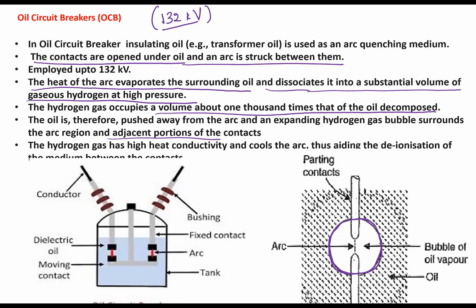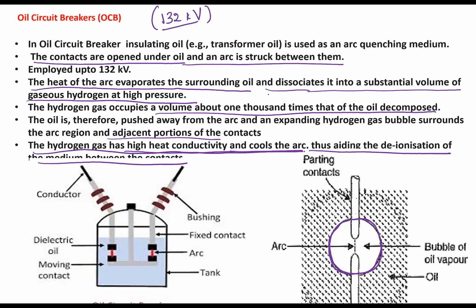Okay. The hydrogen gas has high heat conductivity, meaning it absorbs heat. It has good cooling properties and cools the arc. The hydrogen gas has high heat conductivity and cools the arc, thus aiding deionization of the medium between the contacts. Thus aiding the deionization. That means it removes the electrons and ions, and it re-establishes the dielectric strength of the medium.